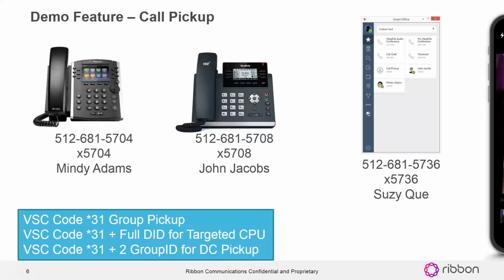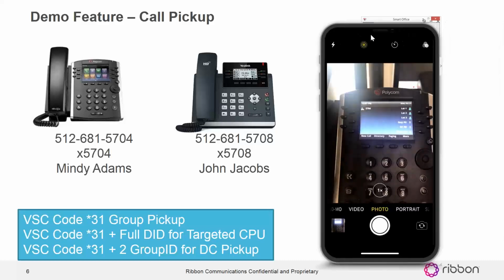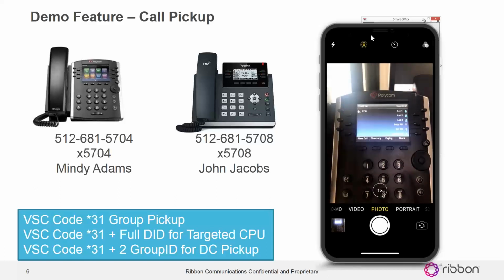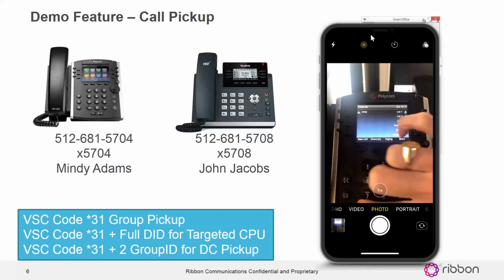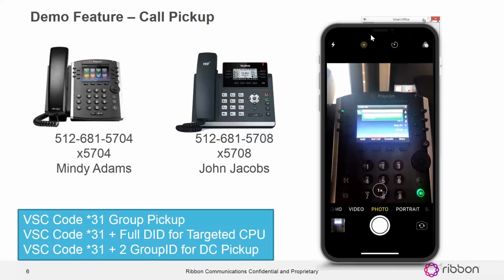Okay, so I'm going to show you my demonstration. Ted is going to call this number, Susie Q, and I have two phones, Mindy Adams and John Jacobs, and you can see my phone. How cool. All right, so this is Mindy Adams. Go ahead, Ted, and call Susie Q. Okay, and I can hear it. I'm going to enter star 31, dial, and I've now picked up that call.